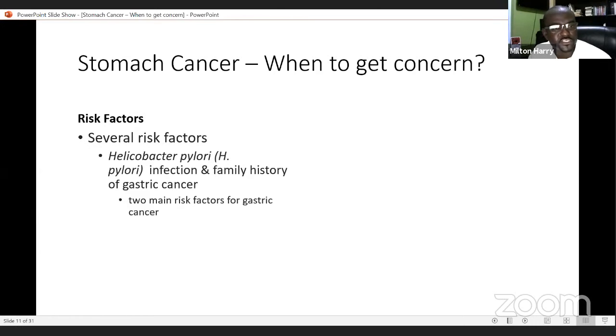So I move on to some risk factors. The 2 main risk factors for gastric cancers are Helicobacter pylori, commonly known as H. pylori, as well as a family history of stomach cancer. Did I say breast a while ago? Stomach cancer we're talking about here.